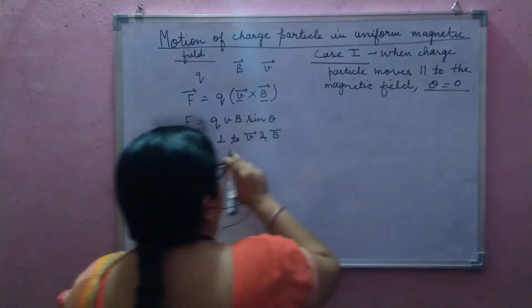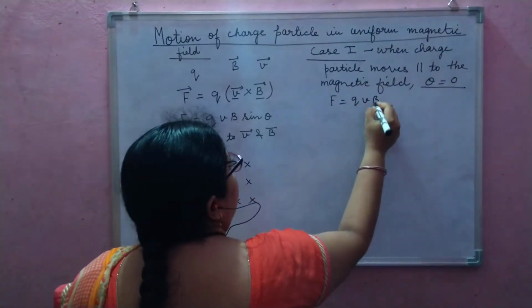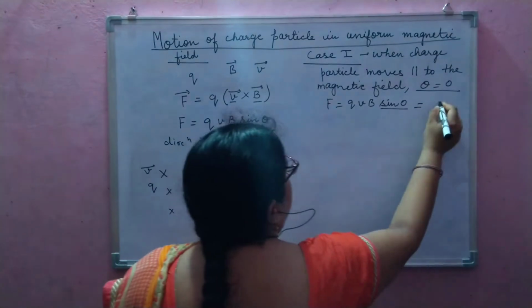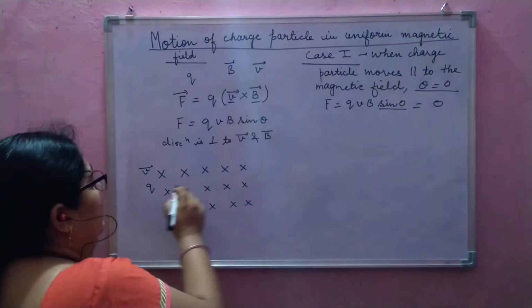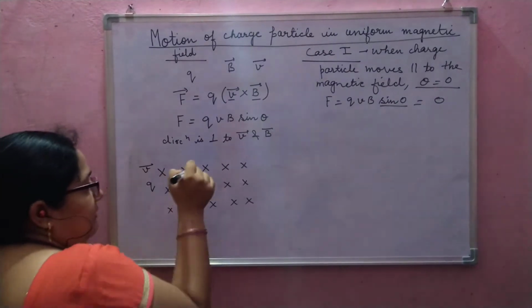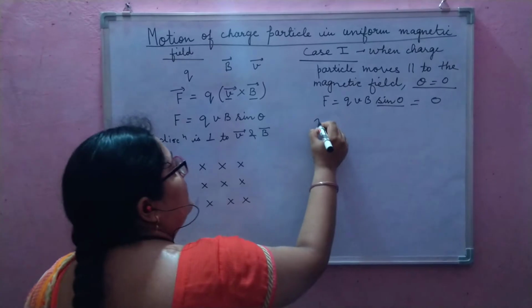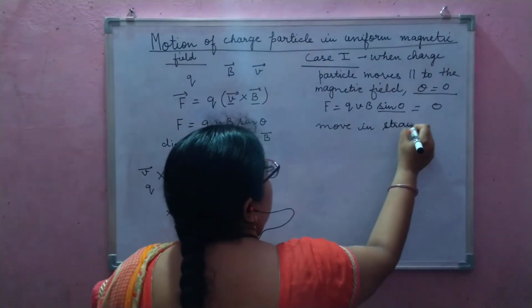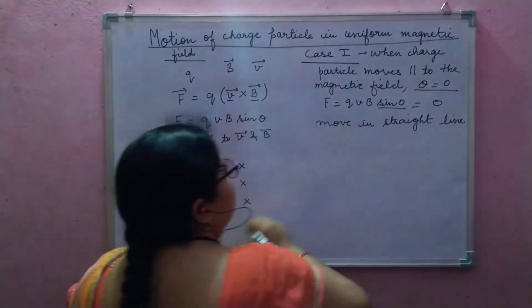Whenever a charged particle moves parallel to the magnetic field, in this case theta will be equal to 0. So we put the value here, then the force will also be 0 because sine 0 is 0. So we will get 0 force. In this case, no force will act and it will move in a straight line. This is the first case.